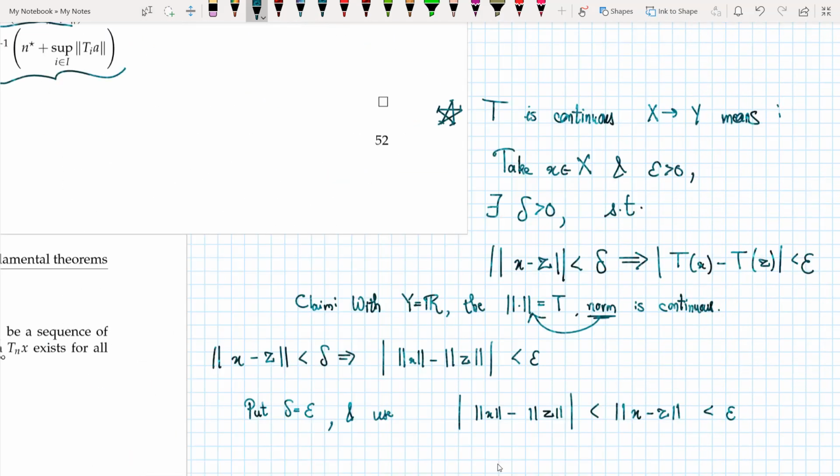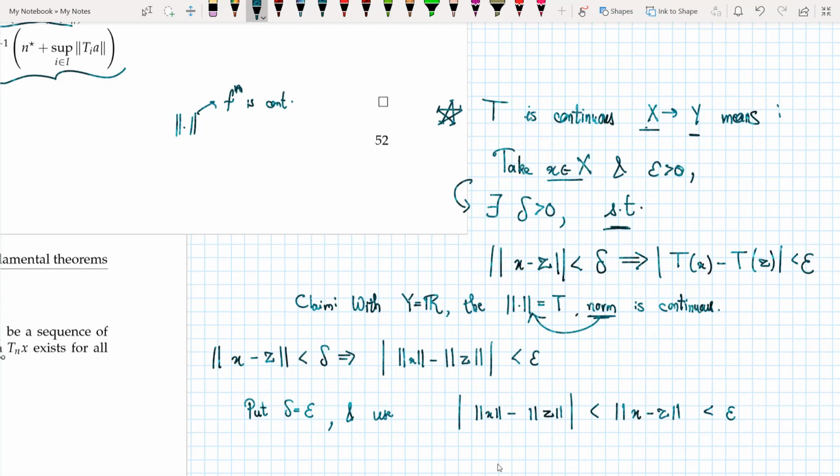In this final section I would prove that norm is a continuous operator. So this norm as a function is continuous. Now T is continuous from X to Y means that, let X and Y be normed spaces, take x belonging to X and epsilon greater than 0. Now there exists delta greater than 0 such that norm of x minus z less than delta implies that norm of Tx minus Tz is less than epsilon.